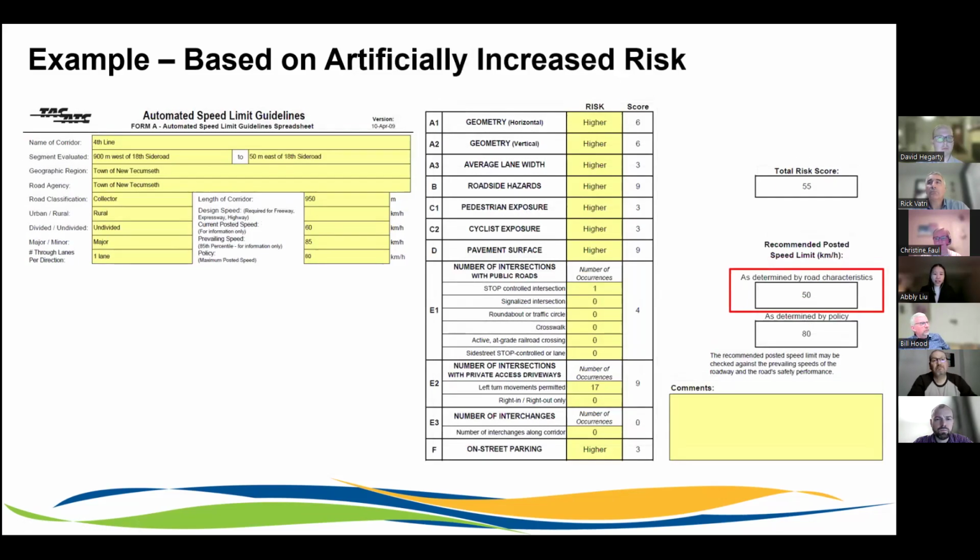We also ran a test scenario where we artificially increased the risk scores for the first 7 criteria, which include the geometric risks. We increased the risk to the maximum risk score just to demonstrate the sensitivity of the tool. After the maximum risk scores were assigned, the recommended speed limit dropped to 50 kilometers per hour, which was still higher than the residents' requested speed limit of 40 kilometers per hour.